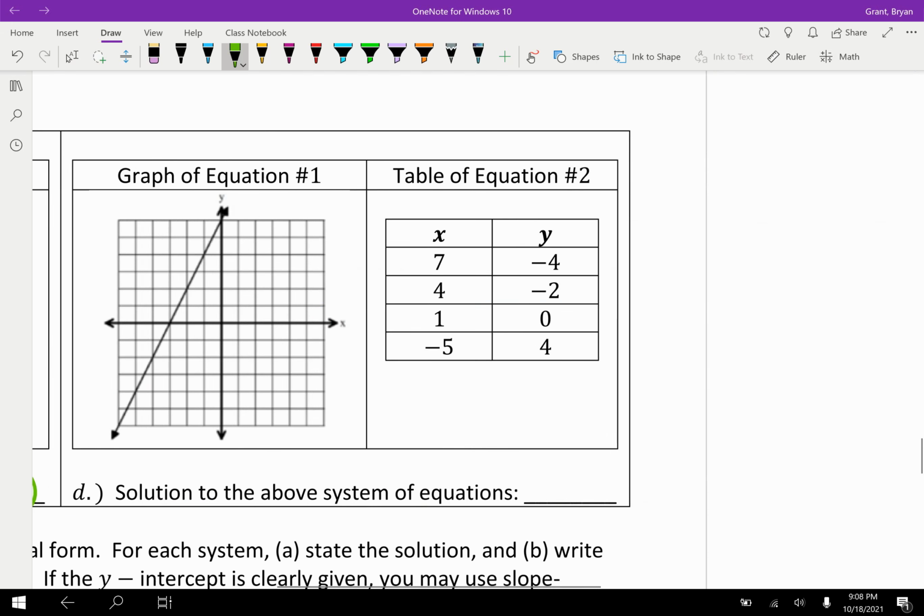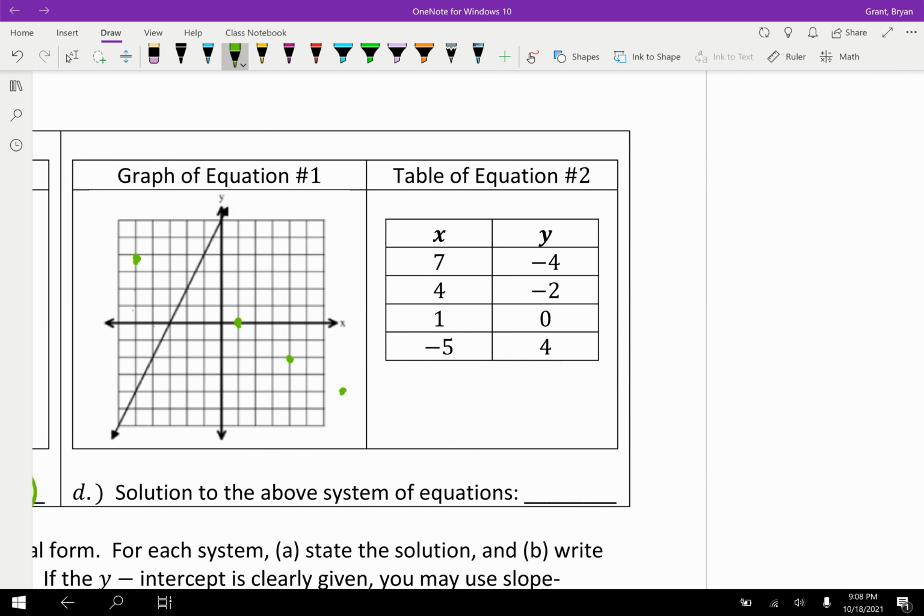All right, let's do one more. 7, -4. What is with these 7s? 1, 2, 3, 4, 5, 6, 7. Down 1, 2, 3, 4. There we go. 4, -2. 1, 2, 3, 4. -2. 1, 0. And -5, 4. 1, 2, 3, 4, 5. Up 1, 2, 3, 4.